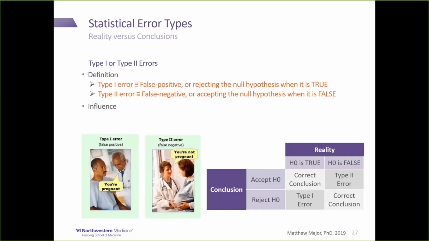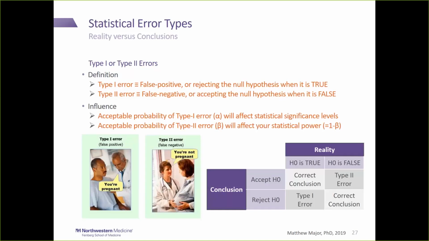All right, so how does this actually influence your statistics? The acceptable probability of a type 1 error, this is your alpha, will affect the statistical significance levels, while the acceptable probability of your type 2 error, your beta, will affect your statistical power, which is 1 minus beta. I'm going to talk about what this means essentially for both.